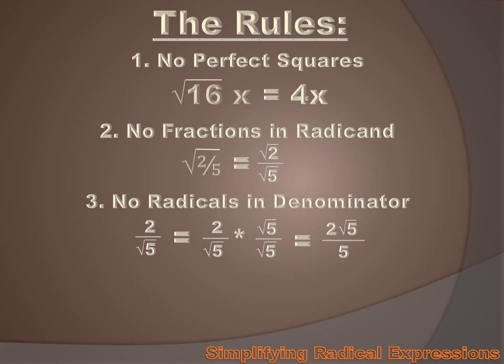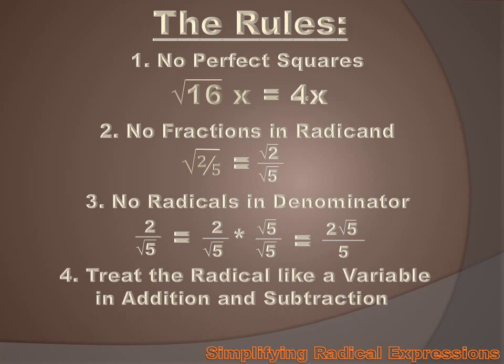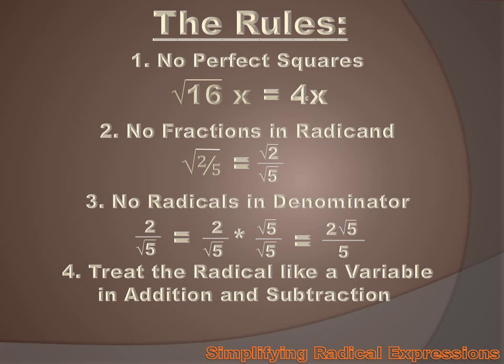The last rule that you need to remember to simplify radical expressions is that you can treat the radical like a variable in addition and subtraction problems. For instance, if I had 5 times the square root of 3, minus 3 times the square root of 3, I could treat that the same as if it were 5x minus 3x, which would be 2x. 5 square root of 3 minus 3 square root of 3 equals 2 square root of 3.